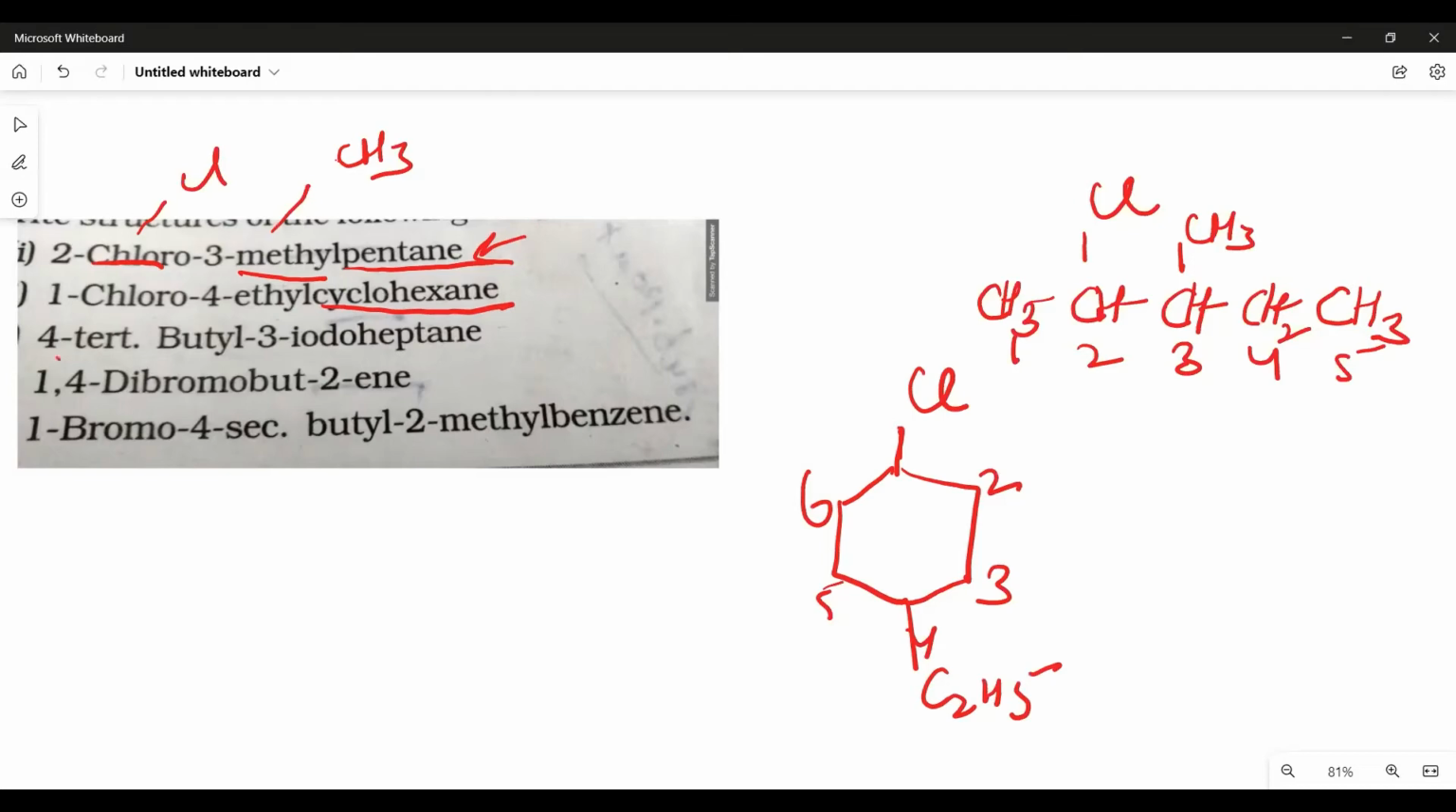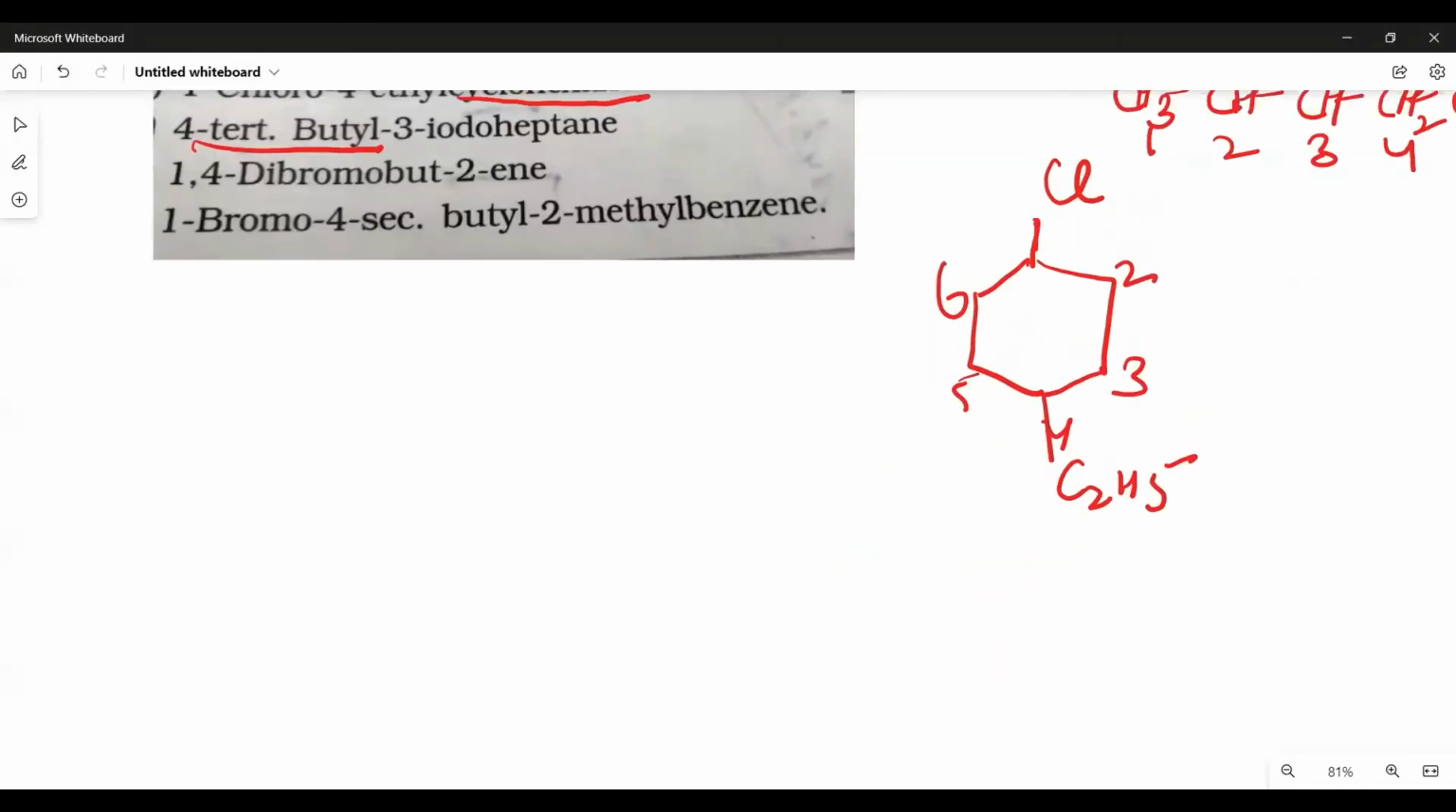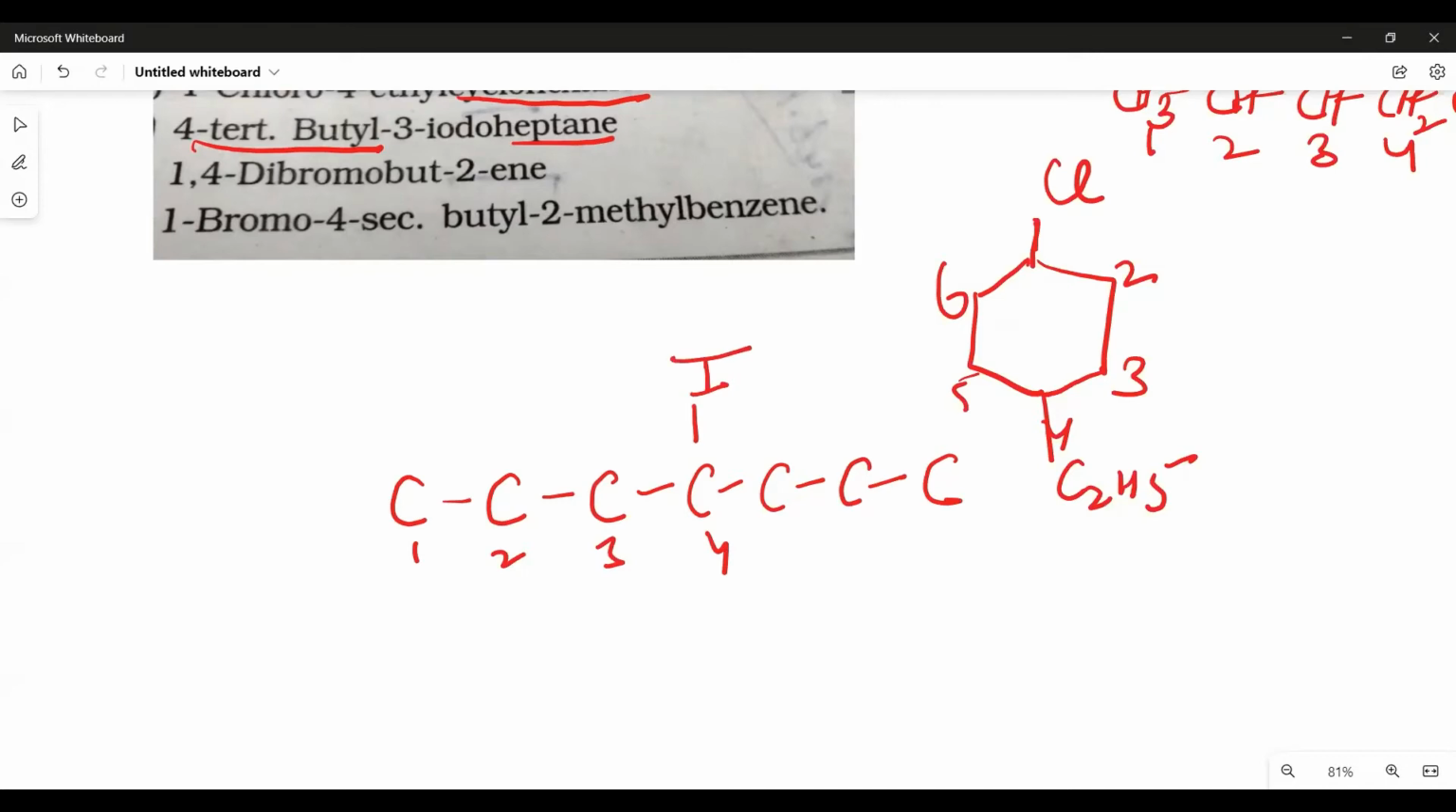Now 4-tertiary butyl. Now you can easily find out how you will write down this tertiary butyl. 4-tertiary butyl-3-iodoheptane. Heptane has 7 carbon atoms. 1, 2, 3, 4, 5, 6 and 7 carbon atoms are present. At the third position there is an iodo group. And at the fourth position there will be the tertiary butyl group. So what was the tertiary butyl group? This was the tertiary butyl group; we write it in this manner.